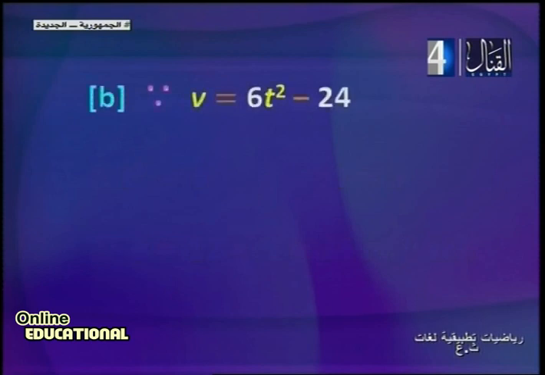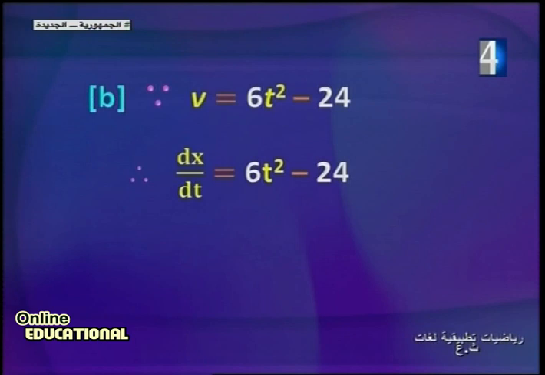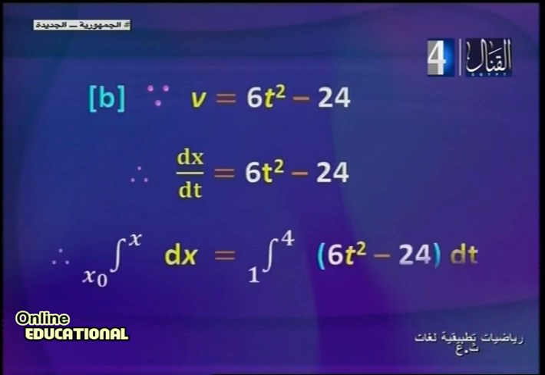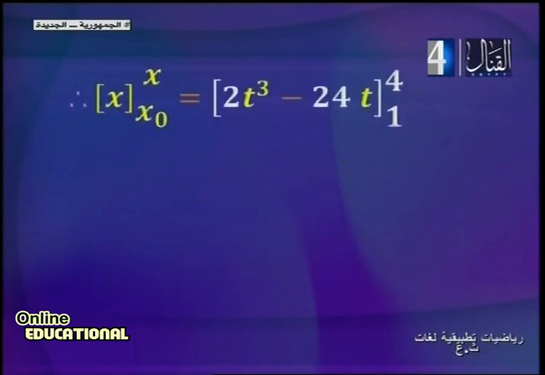Now, what about the displacement? We know that the velocity v equals dx dt. Then dx dt equals 6t power 2 minus 24. We can find the integral of both sides. Definite integral dx from x node to x equals definite integral 6t power 2 minus 24 dt from 1 to 4. What about the integration of dx? Integration of dx equals x from x node to x.